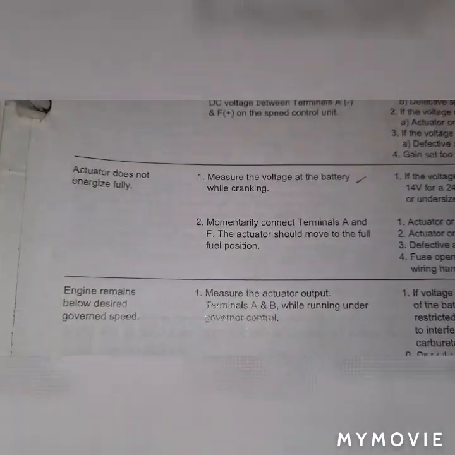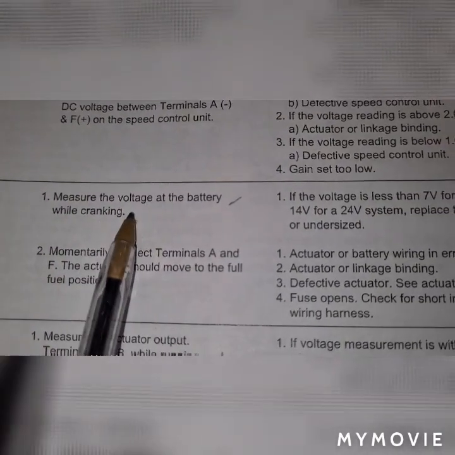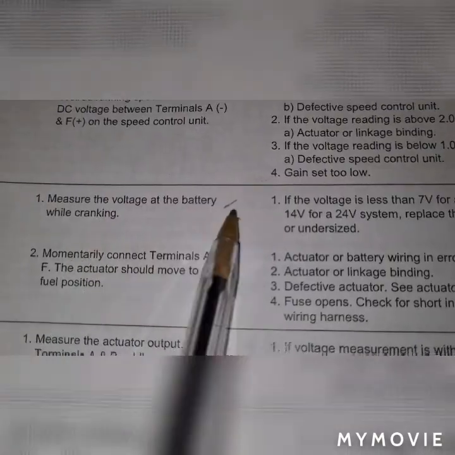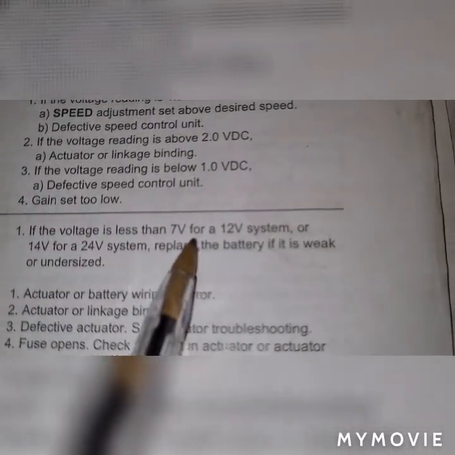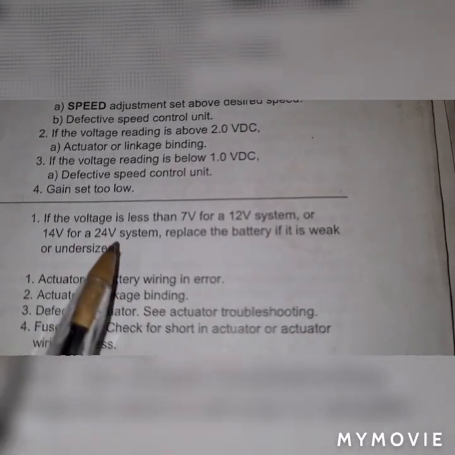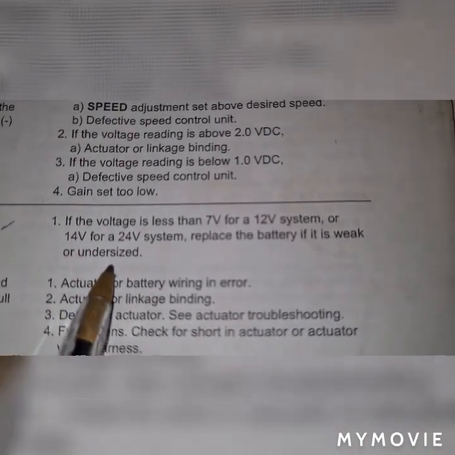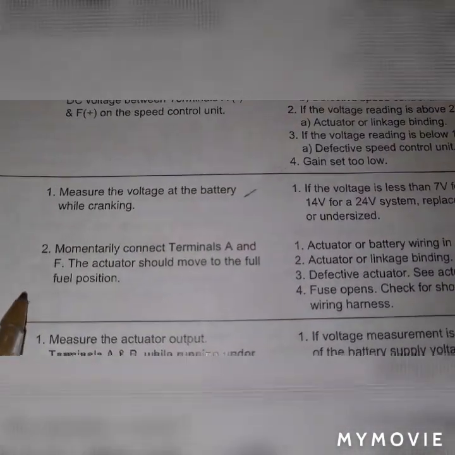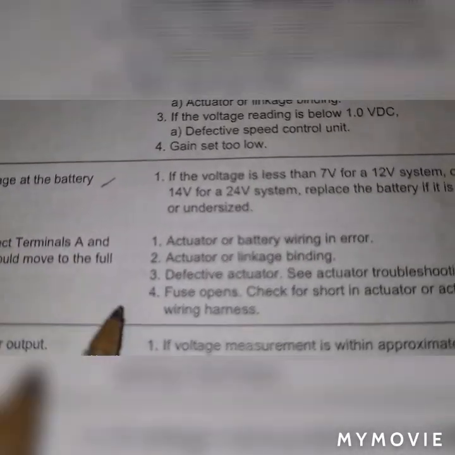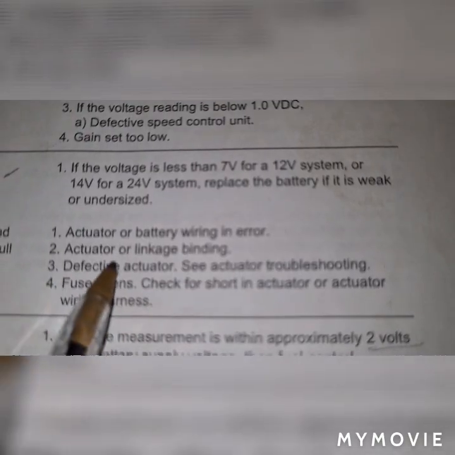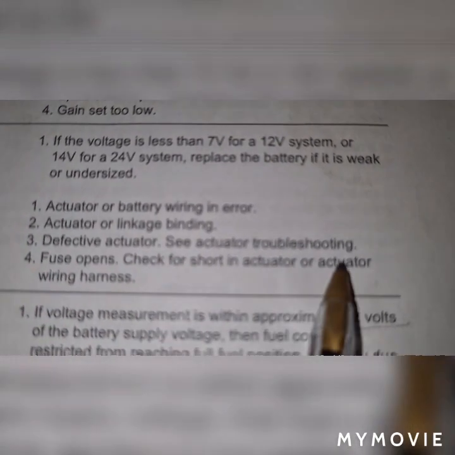We also have here, actuator does not energize fully. You need to measure the voltage of the battery while cranking. Normally when I do this, I measure 4 volts to 24 volts. If the voltage is less than 7 volts for a 12 volt system or 14 volts for a 24 volt system, replace the battery if it is weak or undersized. Momentarily connect terminal A and F. The actuator should move to the full fuel position. Otherwise: actuator or battery wiring in error, actuator or linkage binding, defective actuator, see actuator troubleshooting. Fuse open, check for short in the actuator or actuator wiring harness.